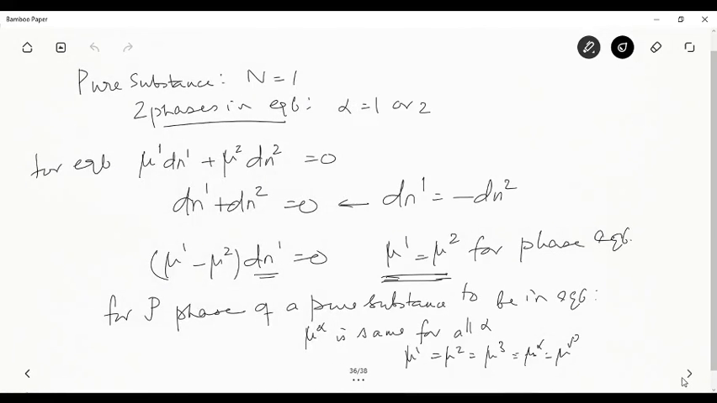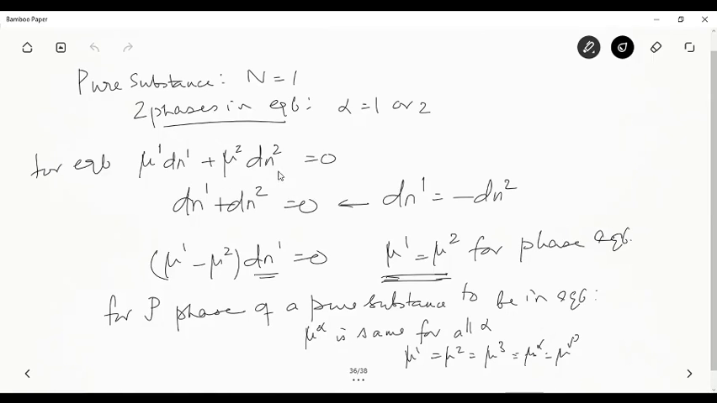So then what we did was to take a pure substance, the simplest possible case, so that you don't need to do the outer summation because n is equal to 1. So it will only be the inner summation, which will be summation of mu^alpha dn^alpha equal to 0 for equilibrium. So that is what we wrote. And when there are two phases in equilibrium, alpha equal to 1 and 2, we said this is equal to 0. So mu_1 dn_1 plus mu_2 dn_2 is equal to 0.